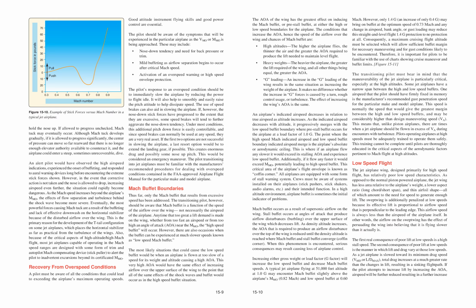The swept wing is additionally penalized at low speeds because its effective lift is proportional to airflow speed that is perpendicular to the leading edge. This airflow speed is always less than the airspeed of the airplane itself. In other words, the airflow on the swept wing has the effect of persuading the wing into believing that it is flying slower than it actually is. The first real consequence of poor lift at low speeds is a high stall speed.